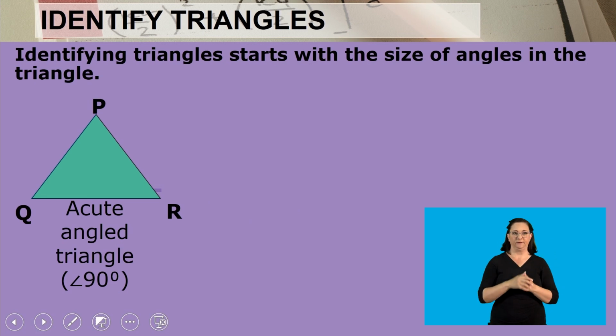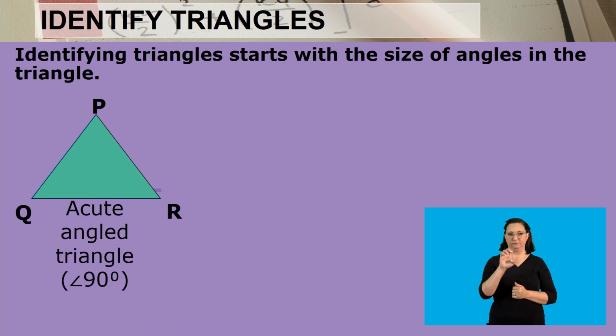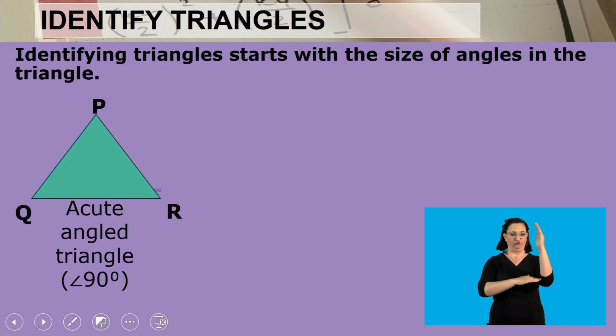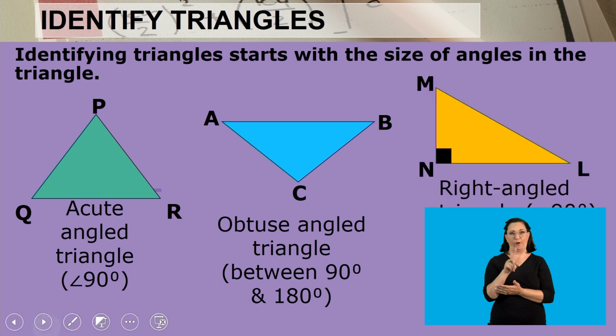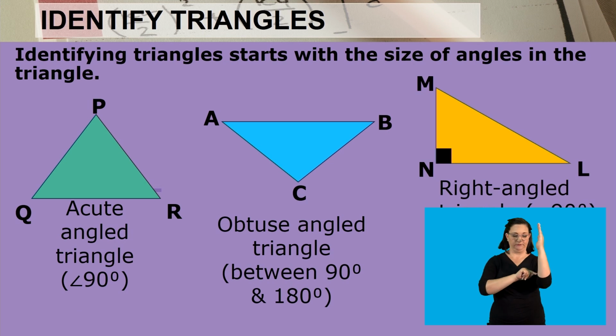The first one is an acute angled triangle, which is made up of 3 acute angles, which are less than 90 degrees. So that's what we would call an acute angled triangle. The next one is an obtuse angled triangle, which has one obtuse angle, and that angle will be between 90 degrees and 180 degrees. Then the third one is a right angled triangle. One of those 3 angles is a right angle, which equals 90 degrees.